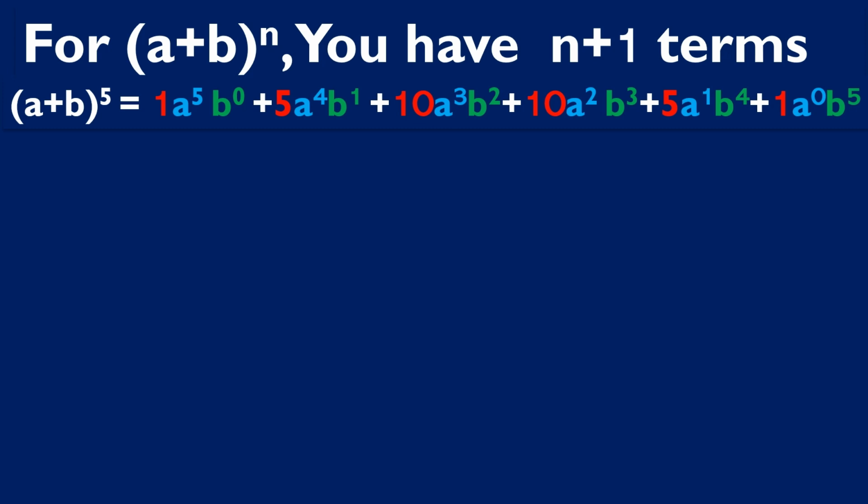So we have a plus b raised to the power 5. Our power here is 5. Therefore, we will have 6 components of our expansion. So this is 1. This is 2. This is 3. This is 4. This is 5. And this is 6. So you will always have n plus 1 terms for your given expansion.